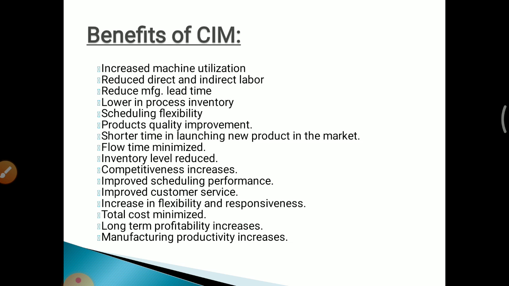The next benefit is lower in-process inventory. The inventory will be reduced. What is inventory? Inventory is nothing but stock which is present in the form of raw material or a semi-finished product or finished product. The inventory should be minimum. It should not be too less or too more in the industry.